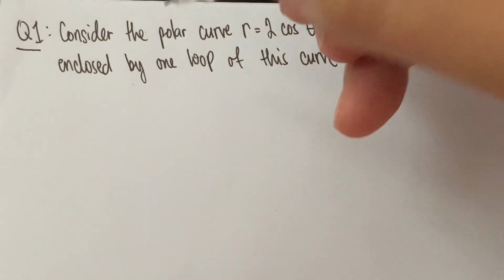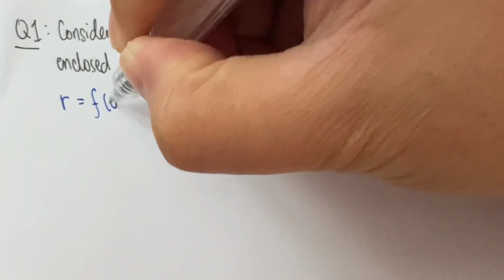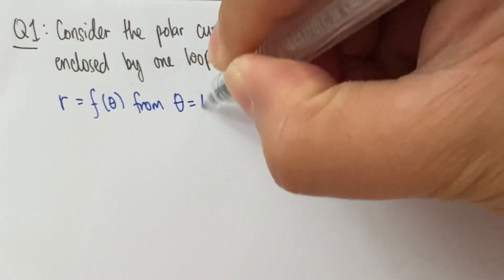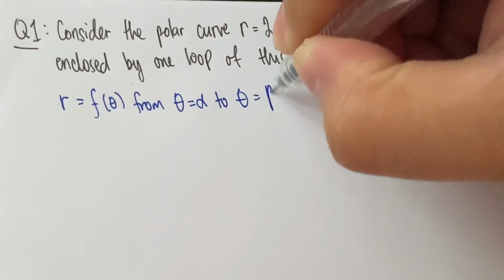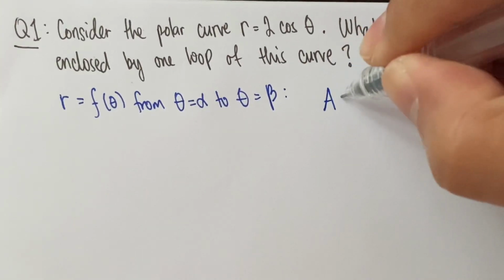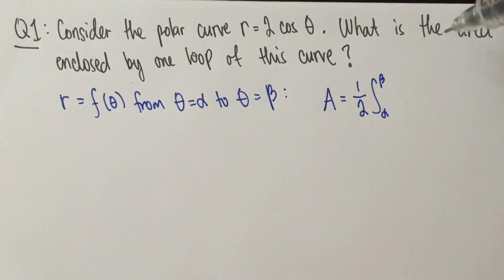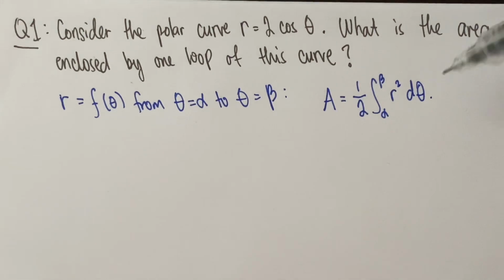So remember that the area enclosed by a polar curve r, which is equal to a function of theta, from theta equals alpha, the lower limit, up until the second theta, which is beta, is given by this formula. The area is equal to 1/2 the integral from alpha to beta of r squared d theta. So that's our formula right there.